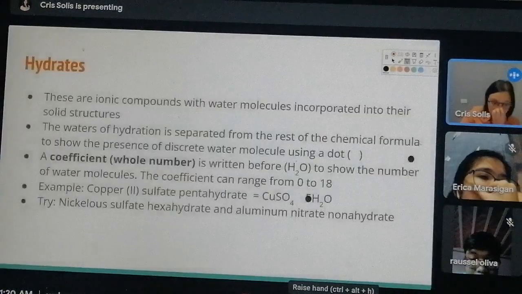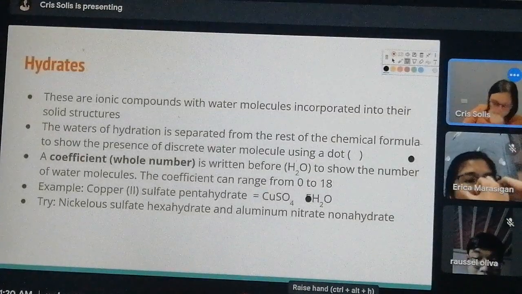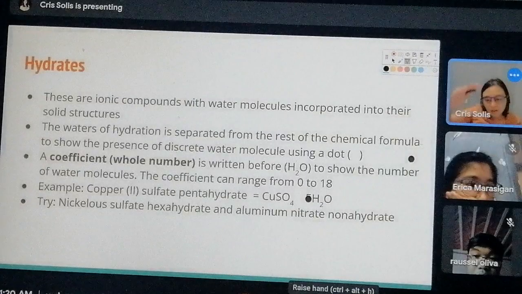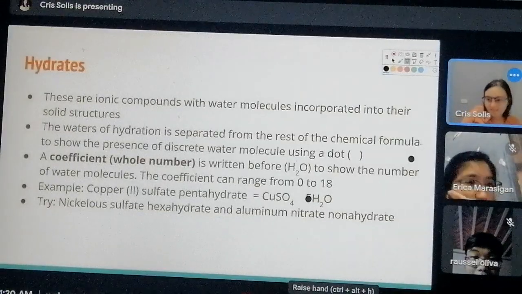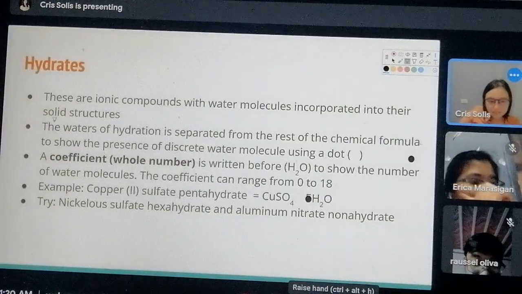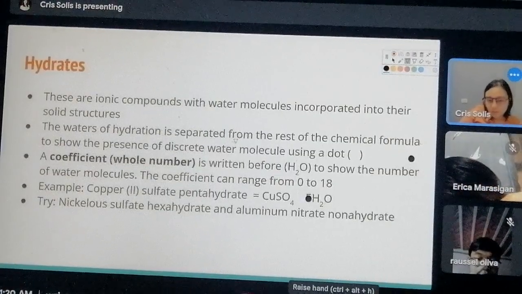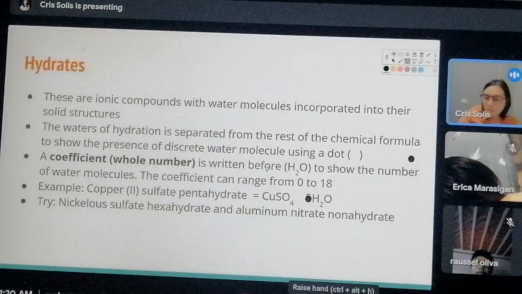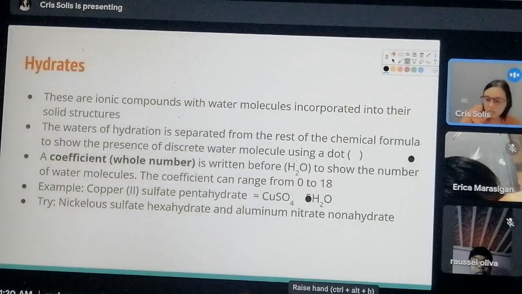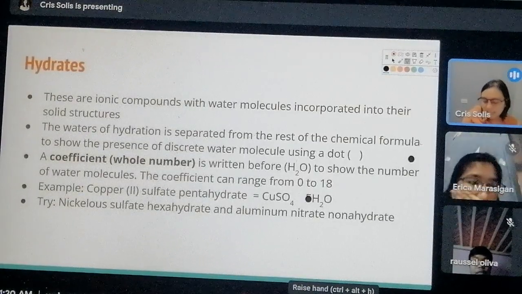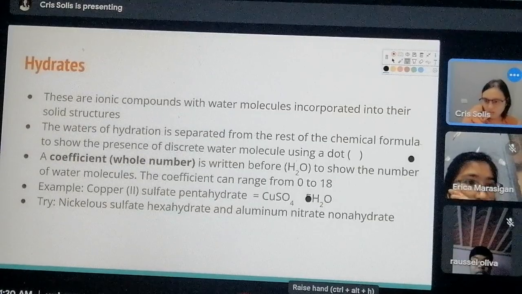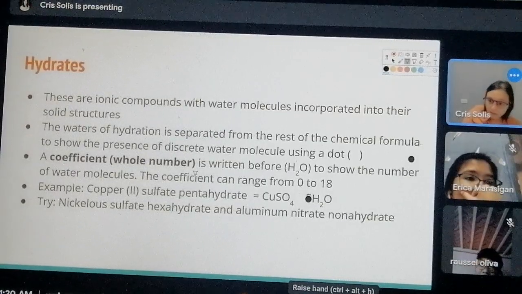Okay, sige. Next tayo. Hydrates. Ito ma-appreciate nyo itong mga huli. So for the hydrates, these are ionic compounds wherein water molecule is incorporated in the solid structure. So baga, nilagyan siya ng water para maging stable.